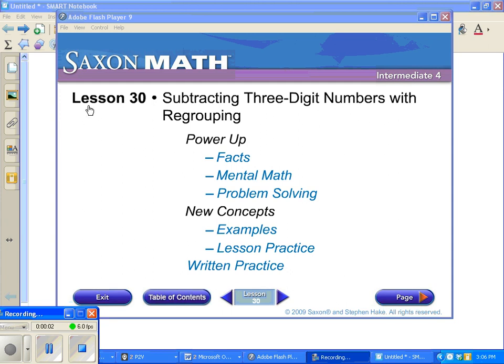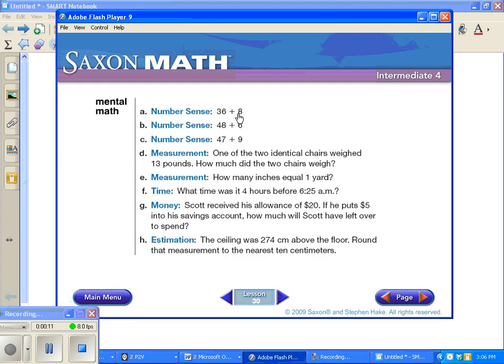Okay, Saxon 4 math class, we are ready for lesson 30, subtracting three-digit numbers with regrouping. We're going to warm up a little bit with some mental math. You know, our new trick is to look at a number and think about what it needs to become an easier number to work with.